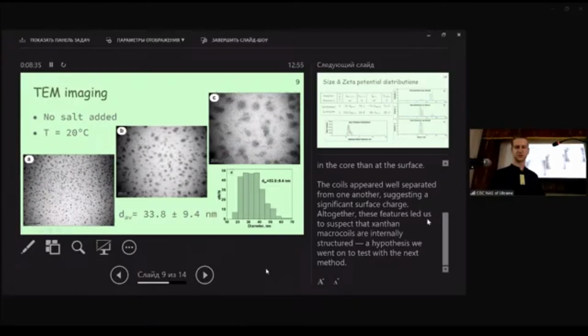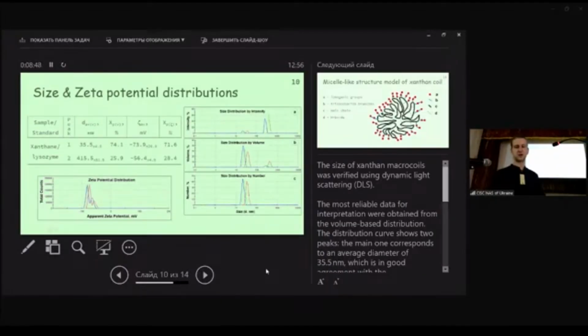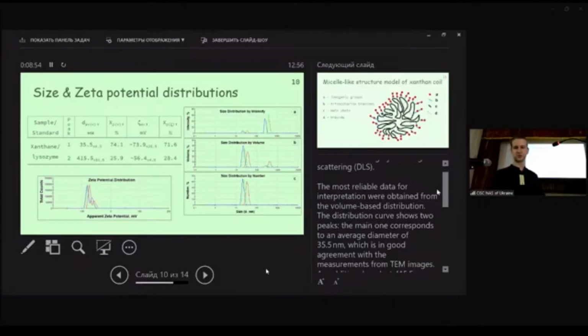Altogether, these features led us to suspect that xanthan macrocoils are internally structured, a hypothesis we went on to test with the next method. The size of xanthan macrocoils was verified using dynamic light scattering. The most reliable data for interpretation were obtained from the volume-based distribution. This image.